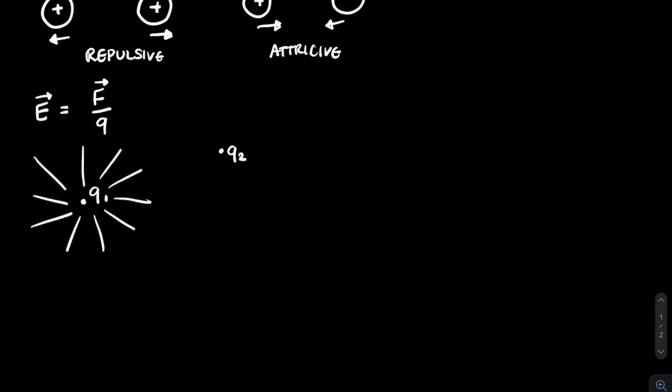So before we put in this second charge, we just have this one charge that's generating an electric field. And the electric field is simply the force divided by the magnitude of the charge right there. And these lines right here are just a way of visualizing the electric field. So, of course, I said that for a positive charge, the electric field lines point radially outwards.